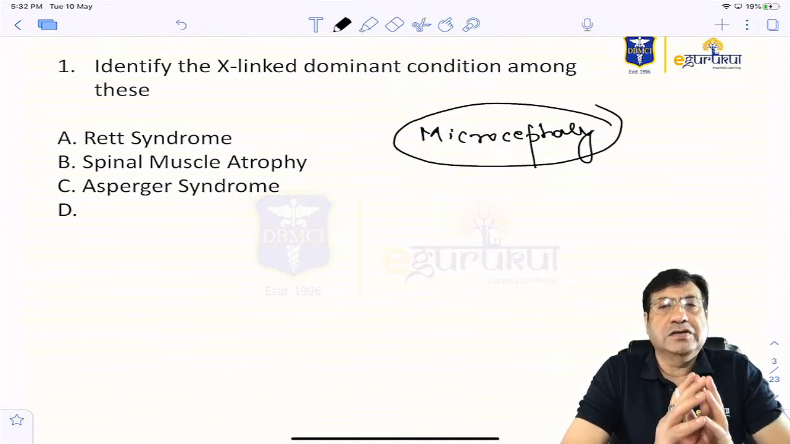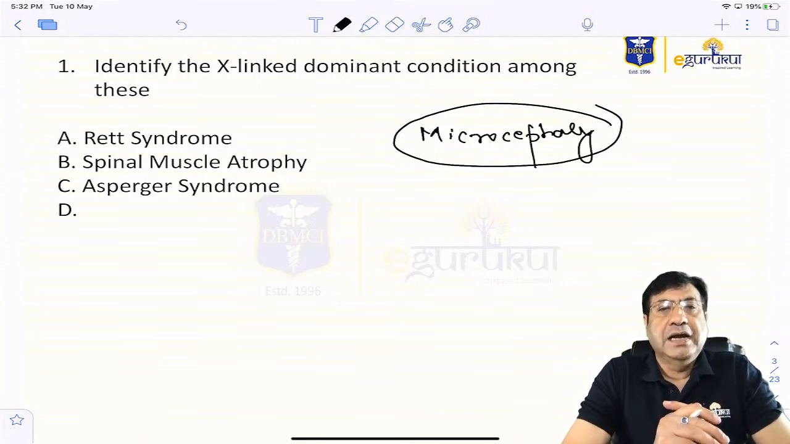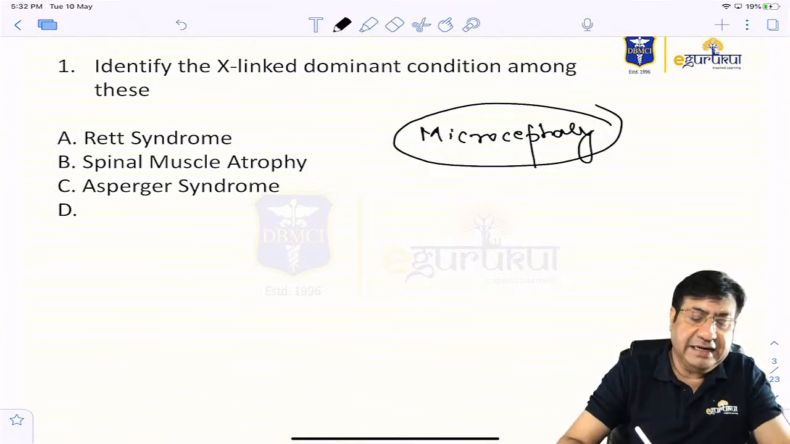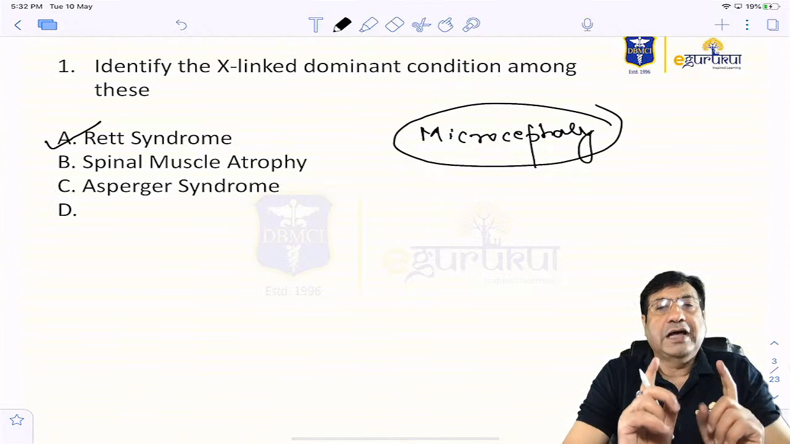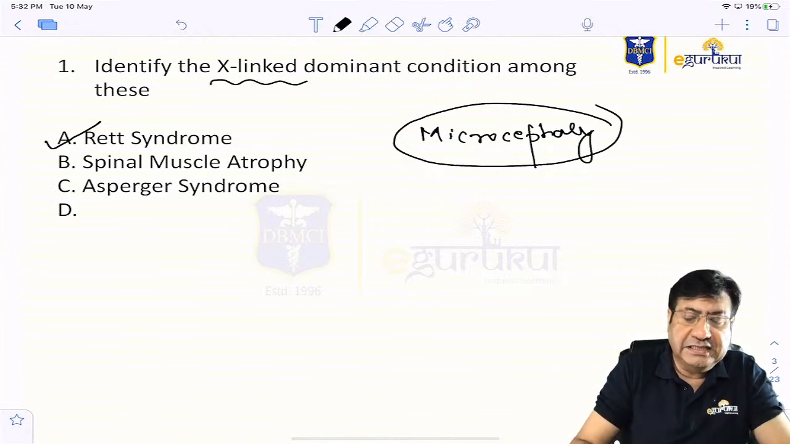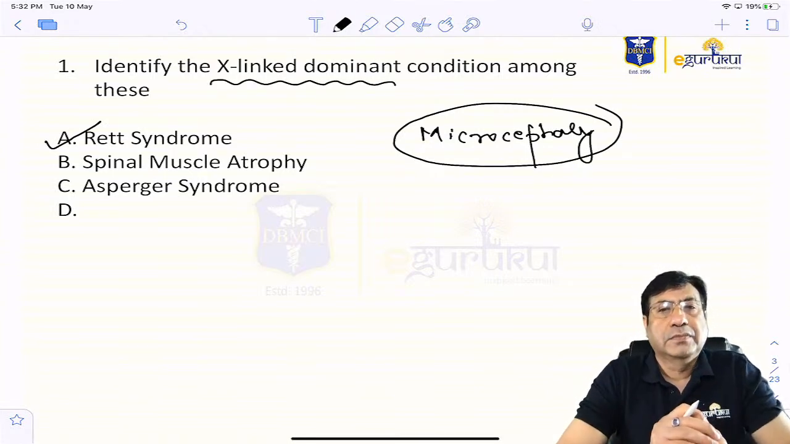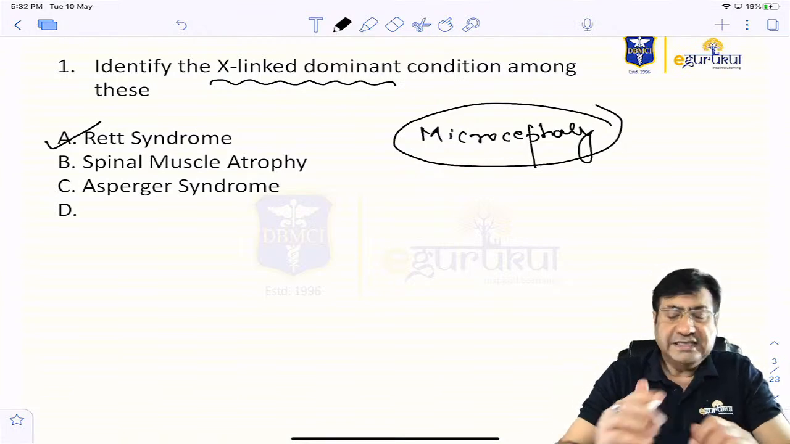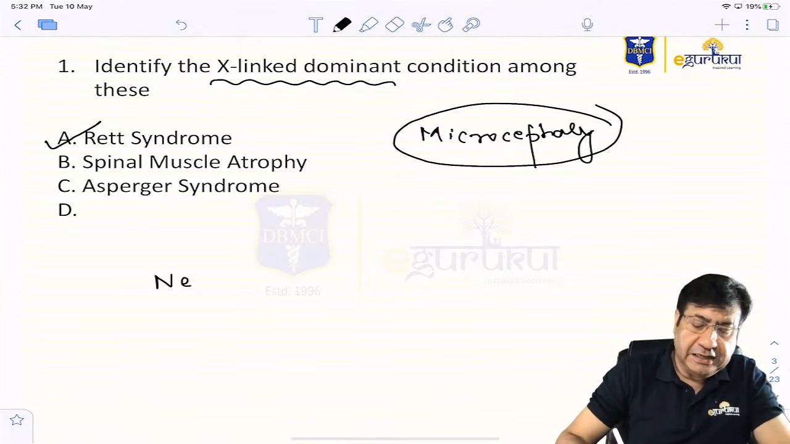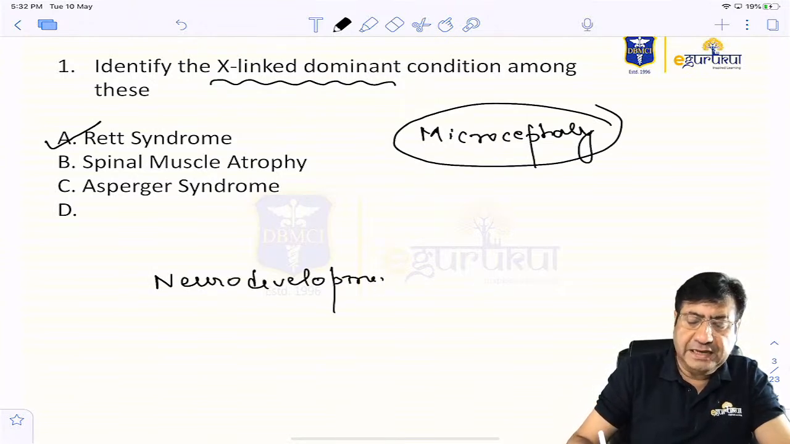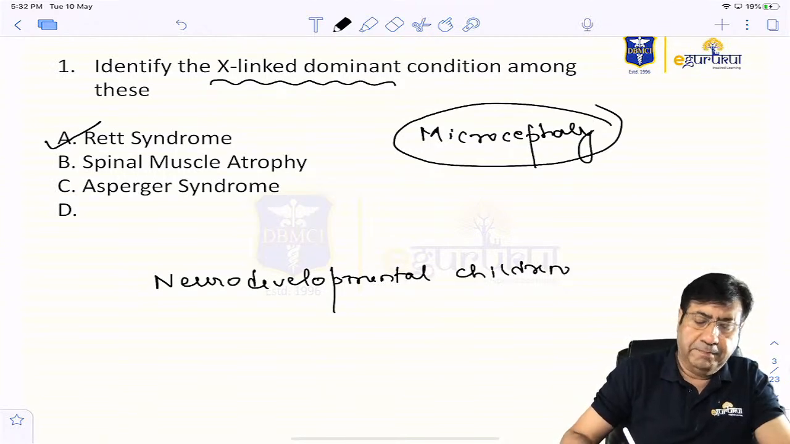Microcephaly can have many causes, and one of the possible causes of microcephaly in children is Rett syndrome. And Rett syndrome is primarily an X-linked dominant disorder. So the X-linked dominant disorder among these conditions is Rett syndrome. Rett syndrome is a neurodevelopmental disorder which develops in children. It is known to affect primarily the females.